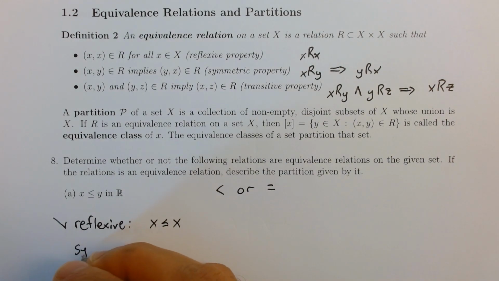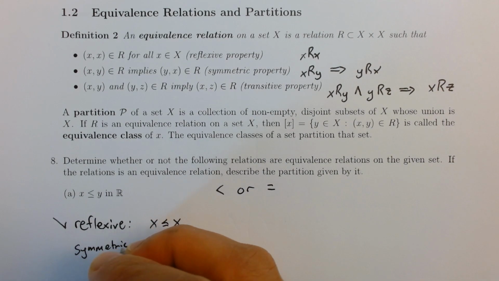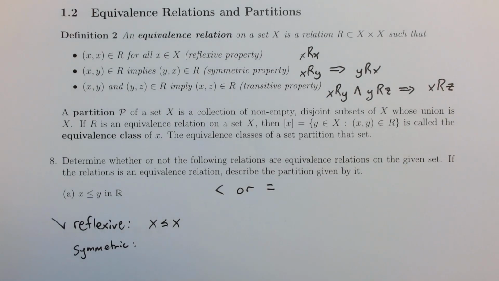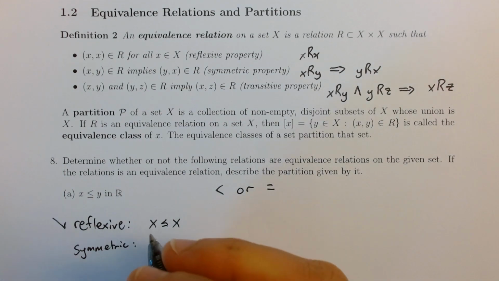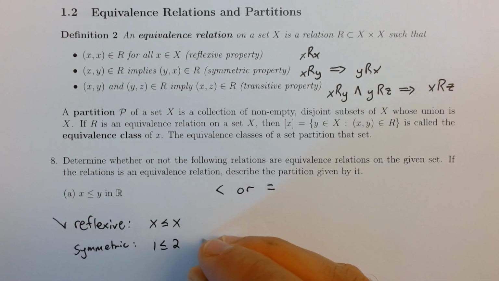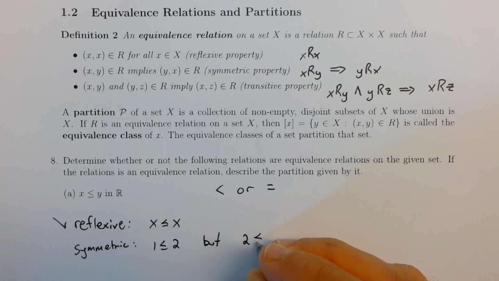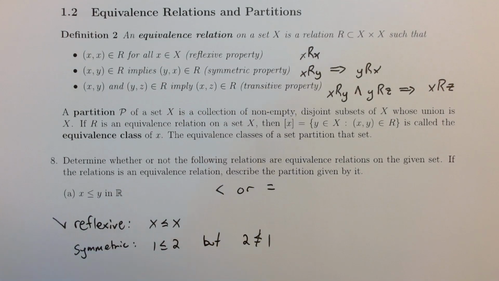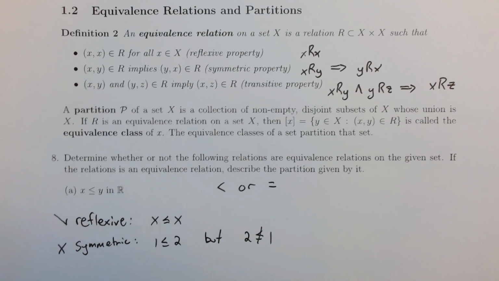What about symmetric? Well, by its nature, the less than symbol is a one-way thing. So it's certainly not going to be symmetric. And if you want to show something is not a particular property, then you just provide a counterexample. You provide a couple of specific members of your set where it doesn't hold. So in this case, we could say 1 is less than or equal to 2, but 2 is not less than or equal to 1. So that makes it not symmetric. And of course, there are many other examples, but you just have to come up with one to show that the property doesn't hold.